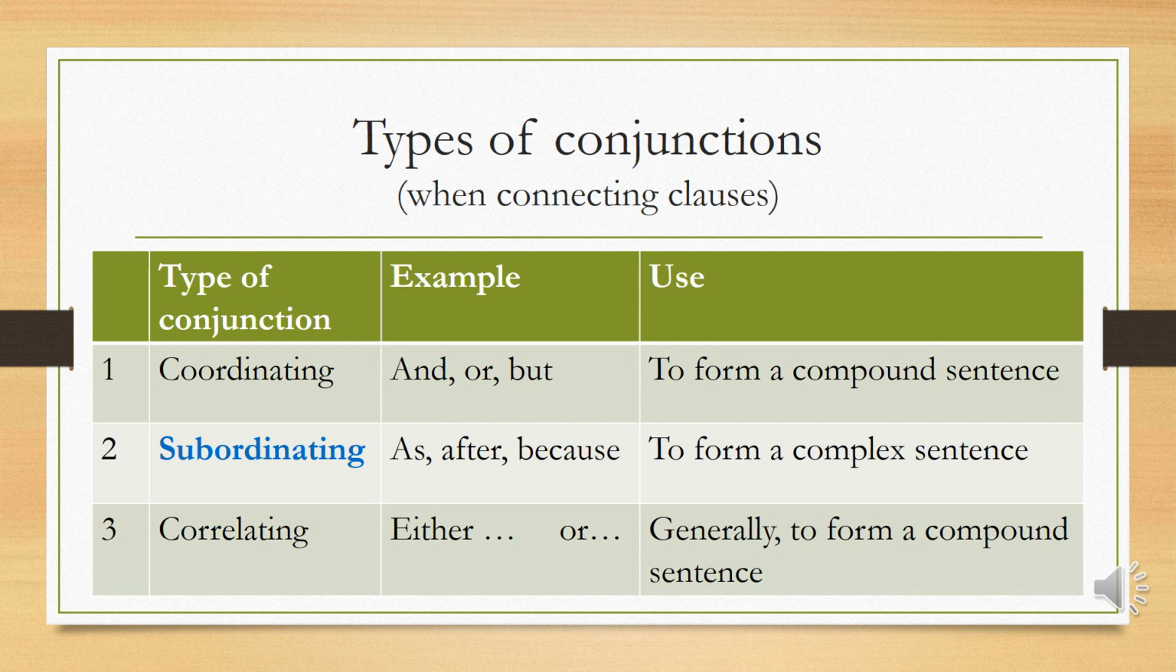And if you remember the picture of the king and his subject, a subordinate is somebody who is lower in status than somebody else, okay? Like the subject and the king, or the son and the mother, all right? So there's somebody on a higher level and somebody on a lower level. And thus we form a complex sentence. Examples here are as, after, because.